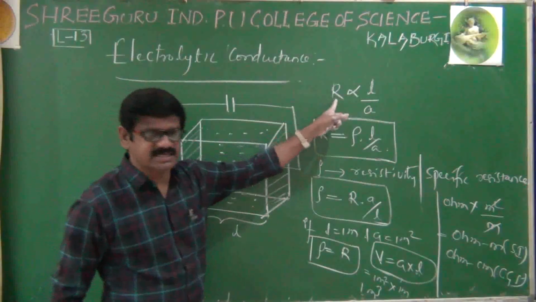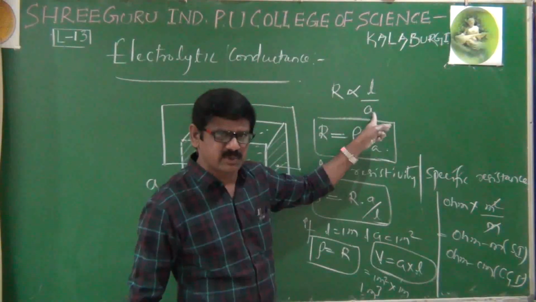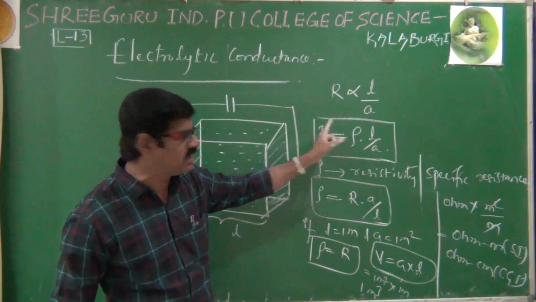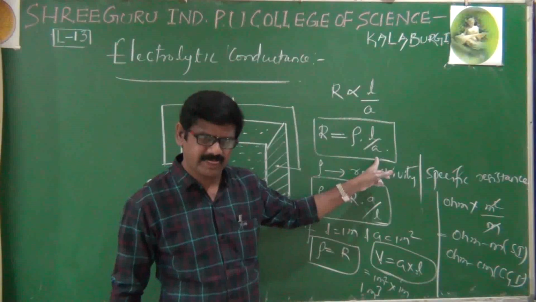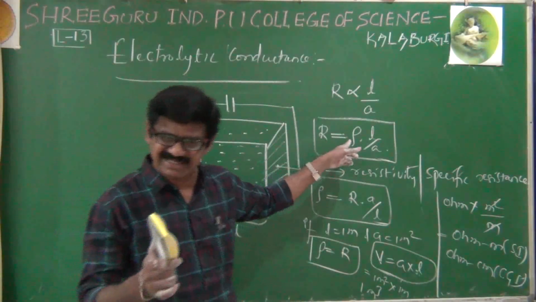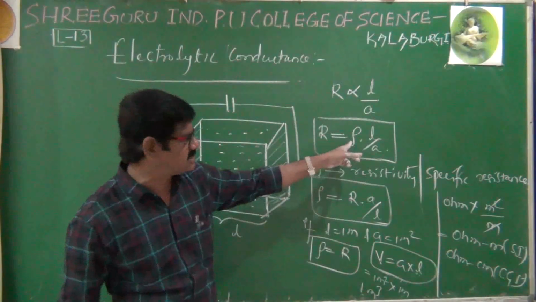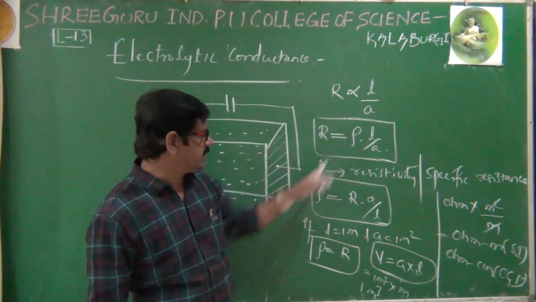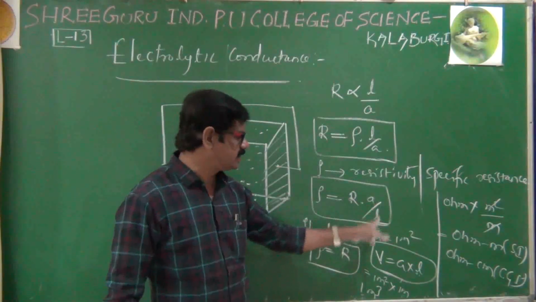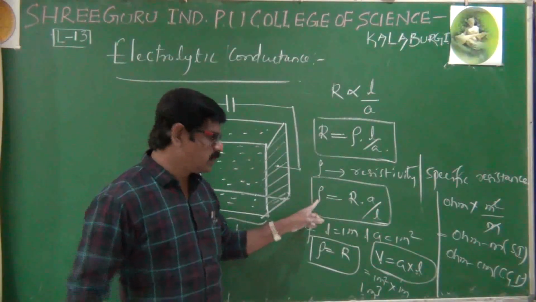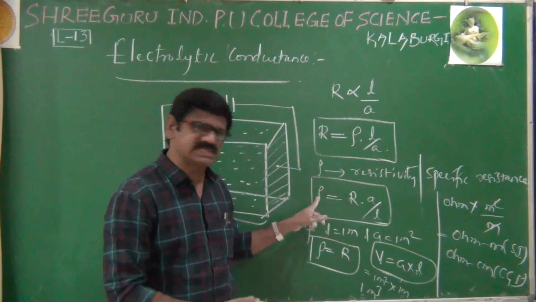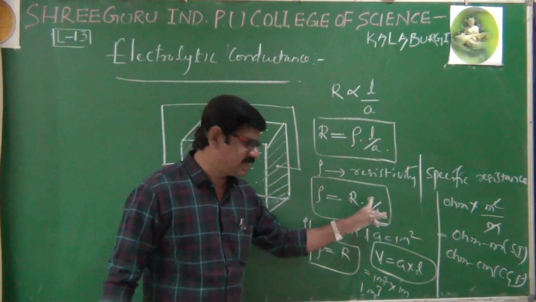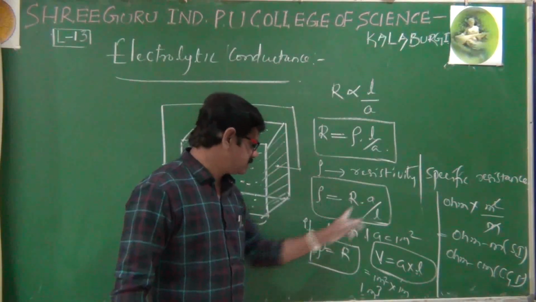Once again, resistance is directly proportional to length and inversely proportional to area of cross section. If you remove the proportional symbol, we write a constant: R equal to rho into L by A. Rho is nothing but resistivity or specific resistance. To define it, I shifted it to the LHS, therefore rho equal to R into A by L. Both length and area are taken as 1: length 1 meter, area 1 meter square.